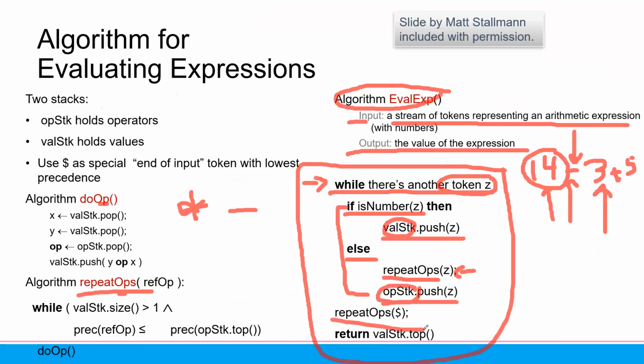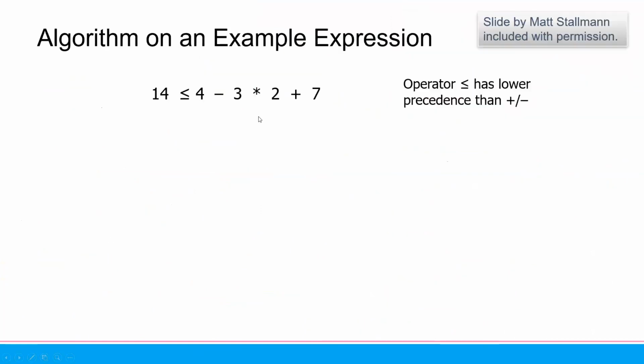The last one, we will have the repeat ops with the dollar sign. So if it is the dollar sign, then we will finish. Finally, we will check what the last value is. I can show you with this kind of animation. So I want to check 14 less than or equal to 4 minus 3 multiplied by 2 plus 7. The operator less than or equal has lower precedence than plus and minus.